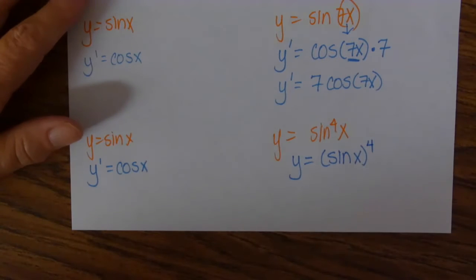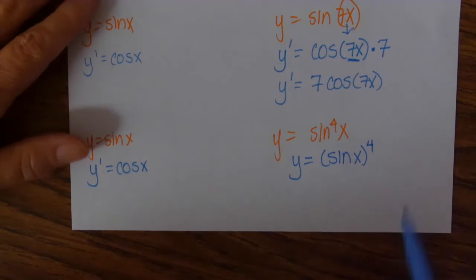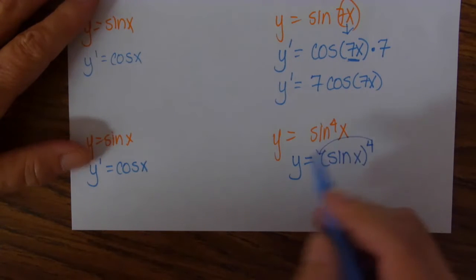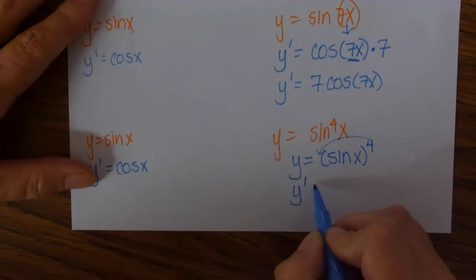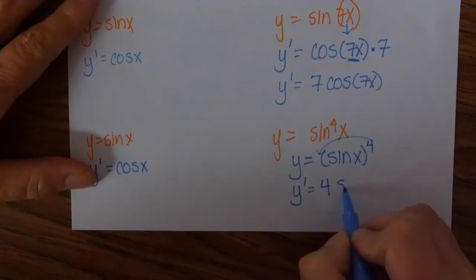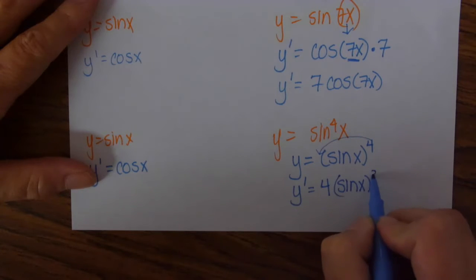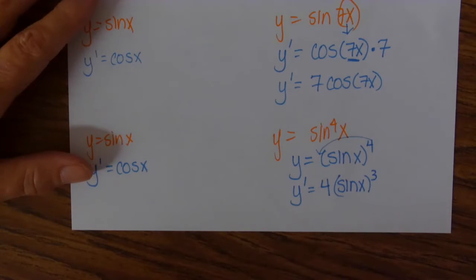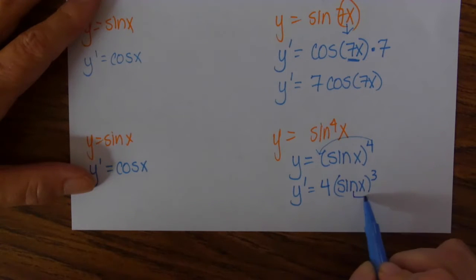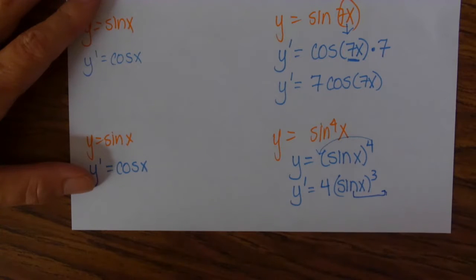That's really what that means. So this is a power rule problem. Bring that 4 to the front. So it's going to be 4 sine x cubed, right? We use the power rule. Now we have to take the derivative of what was inside. What's the derivative of sine?